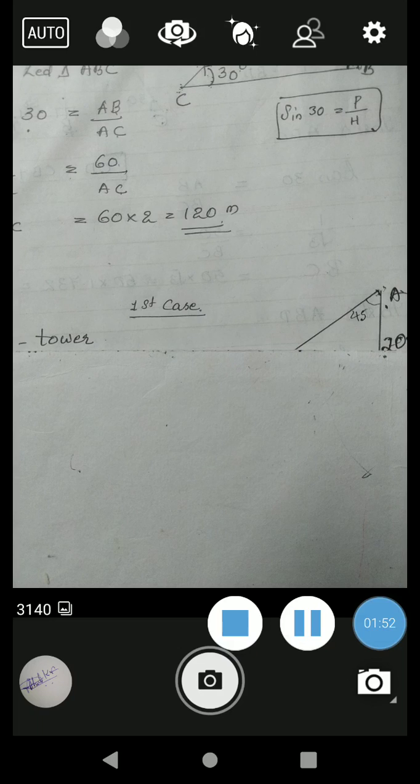Question number 6. A boy 1.6 meter tall is 20 meter away from a tower and observes the angle of elevation of the top of the tower to be 45 degree. That is first case. Second case 60 degree. Find the height of the tower in each case. So we can draw a figure using the given statement.